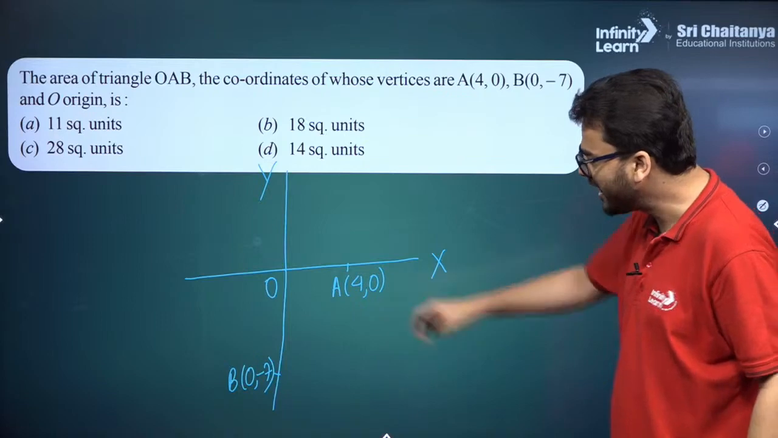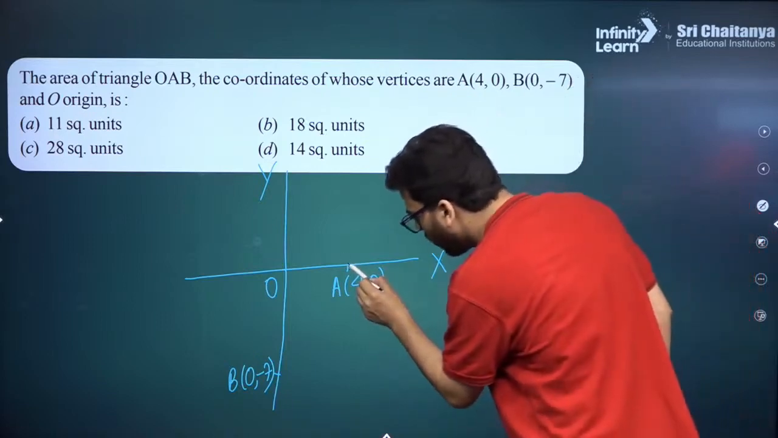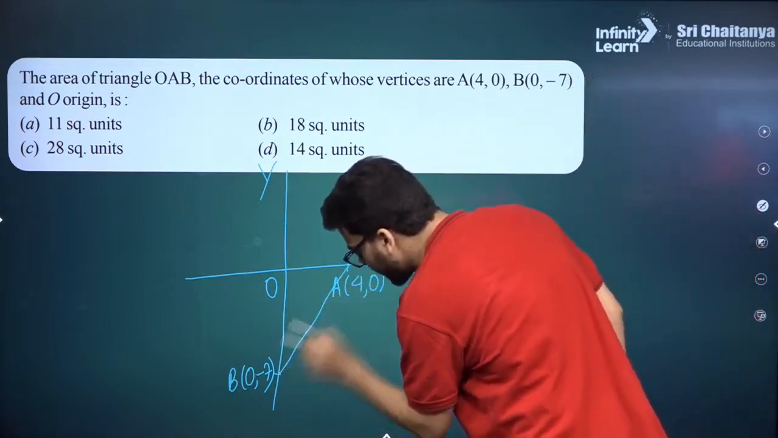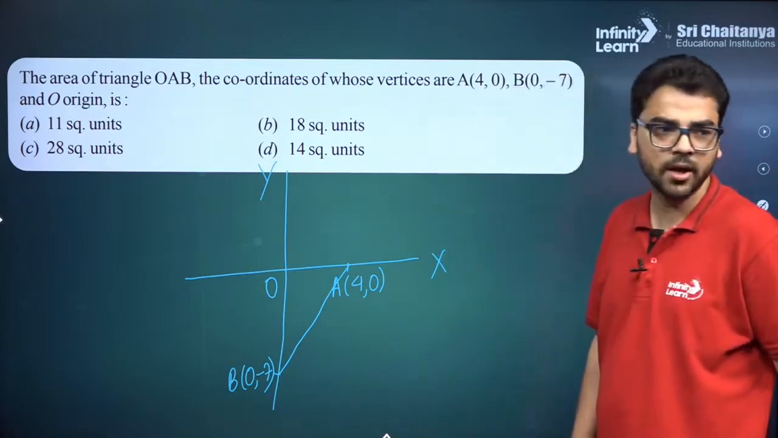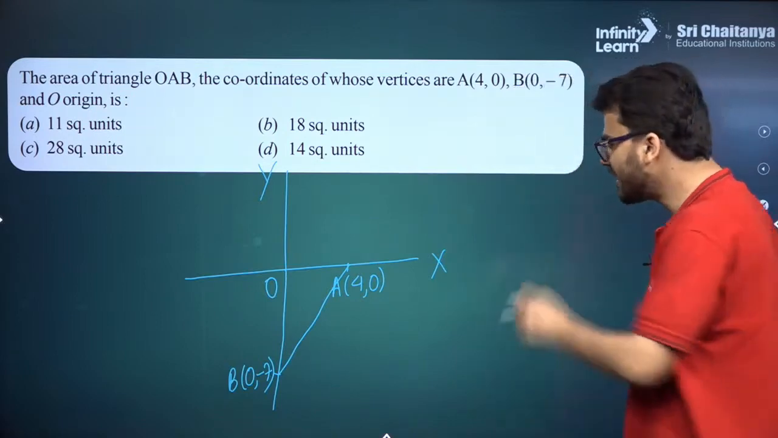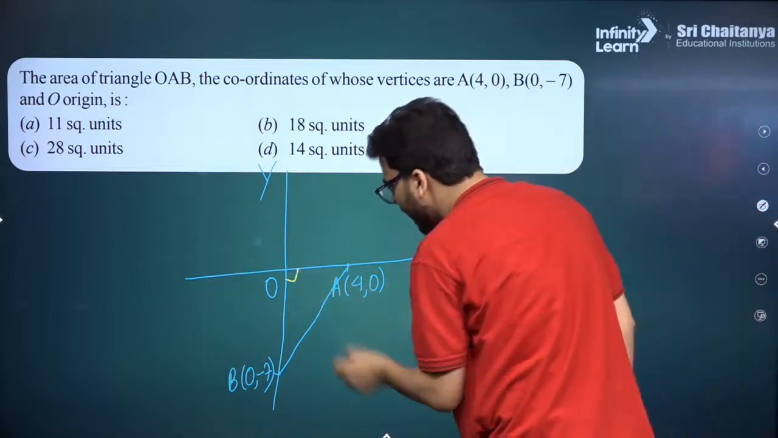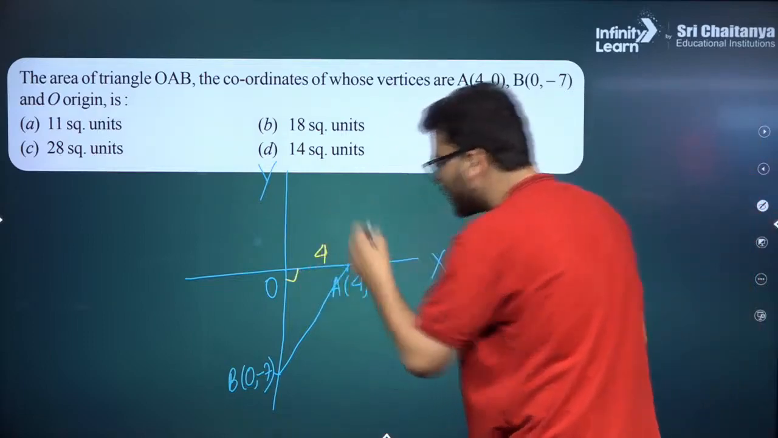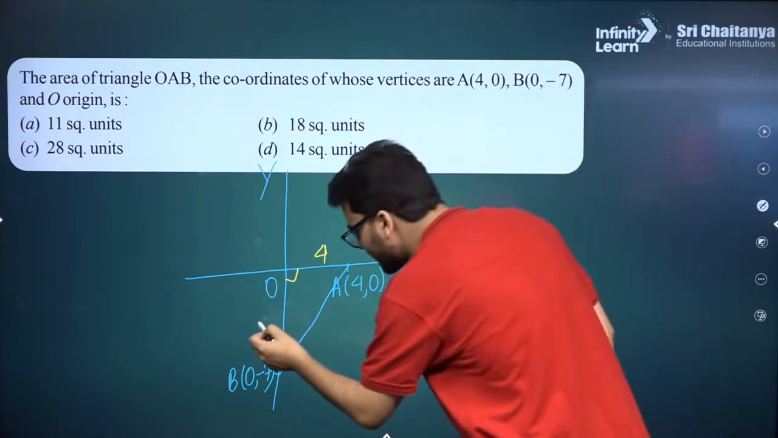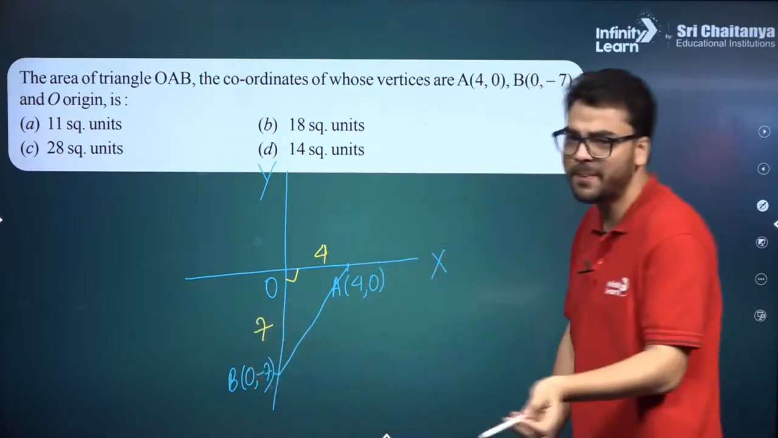Now we have to find the area of the triangle OAB. This triangle's area you have to find. That's it. You got that, guys? Now you see, this is a right angled triangle. You see, this will be 90 and this distance is 4 units or not, and this distance is 7 units. Distance can never be negative.